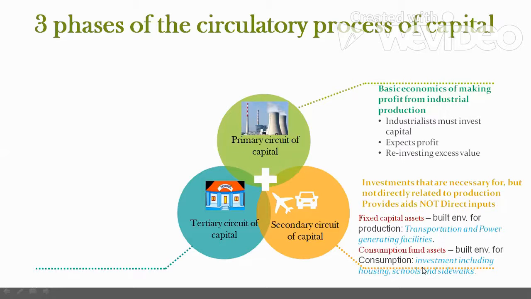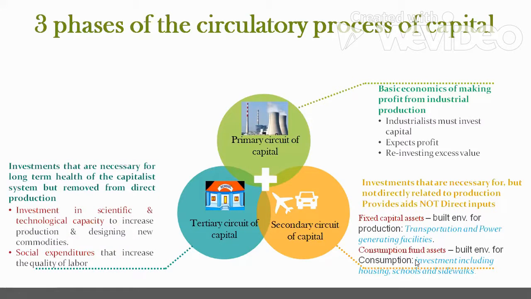So when there are housing and schools, these are used by the various consumers, who utilize these things for consumption. For example, housing and schools are utilized by the workers for their personal requirements. But transportation and power generating facilities are not required for personal requirements, whereas housing and schools are.